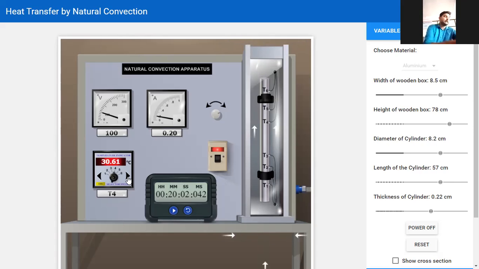T4 is 30.61. Then T5 is 32.61. And T6 is 36. Okay, T6 is 36. The voltage we have noted down, and the temperature indicator readings we have noted down.